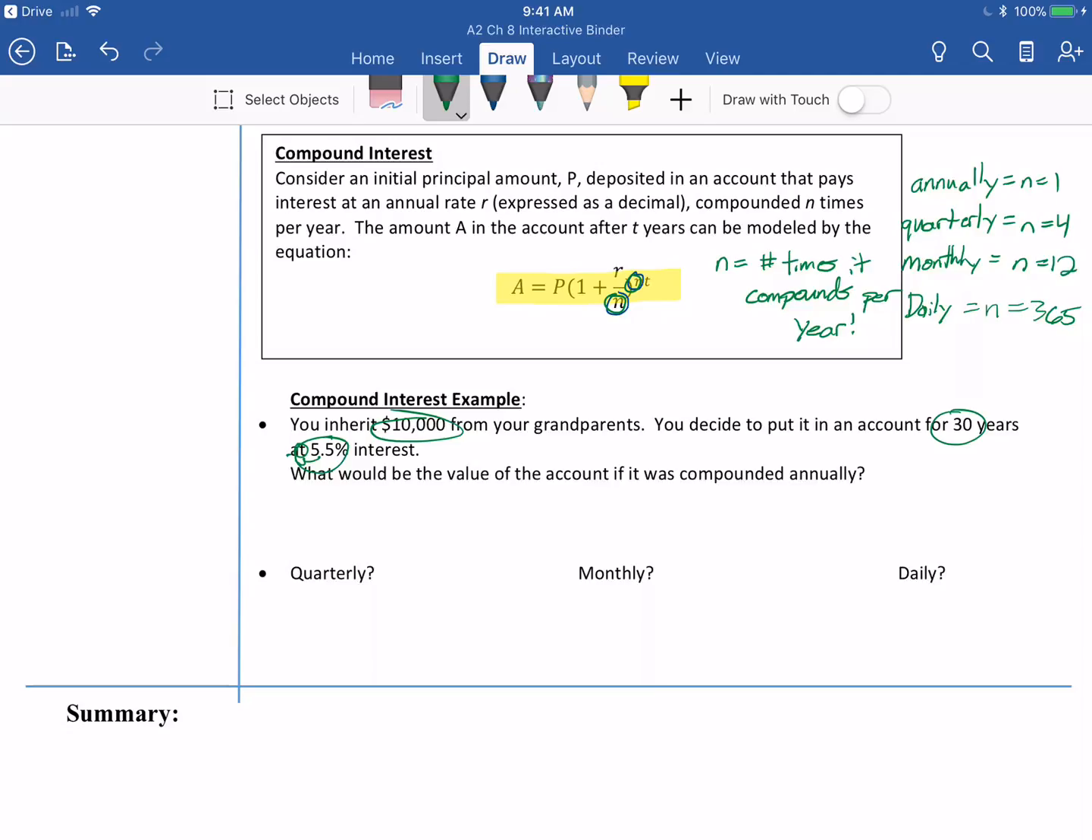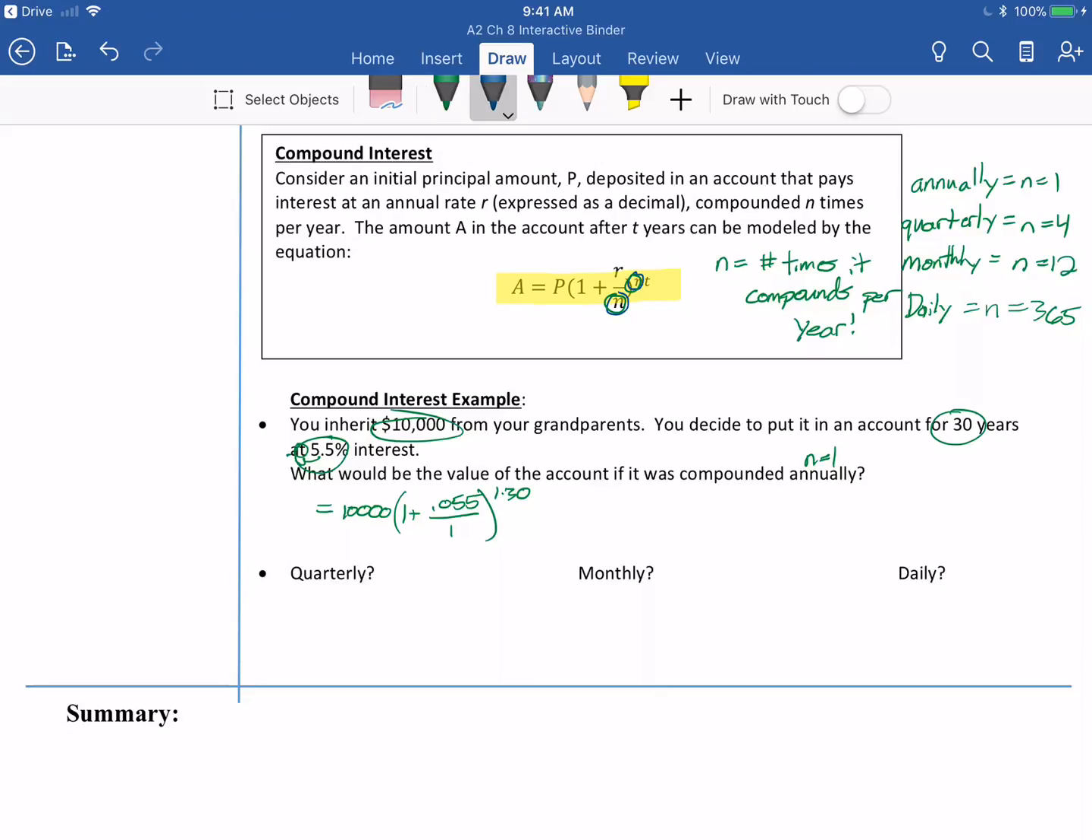Okay, so here we go. If I plug these in for annually, my n is equal to 1. So my 10,000 is my initial amount, times 1 plus my r, which is 0.055, divided by 1, raised to the 1 times my t, which is 30 years. Now this one becomes a little bit more tricky. What do I have to do first here?